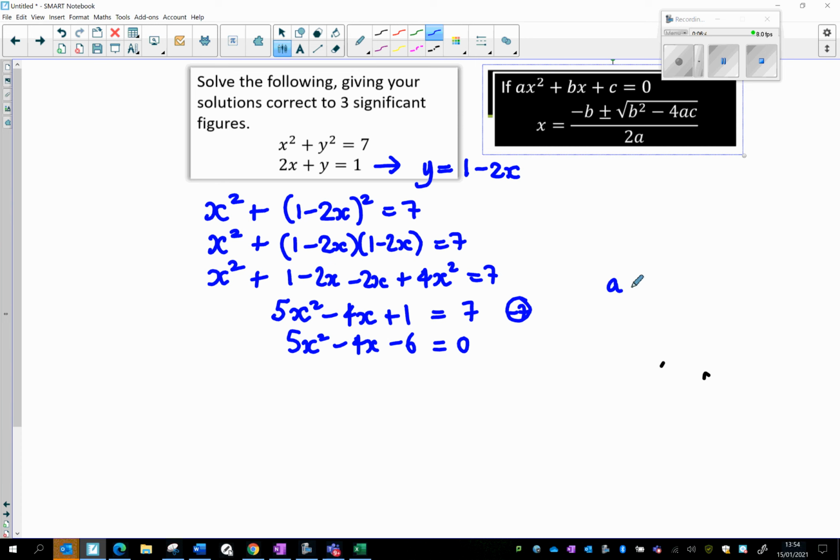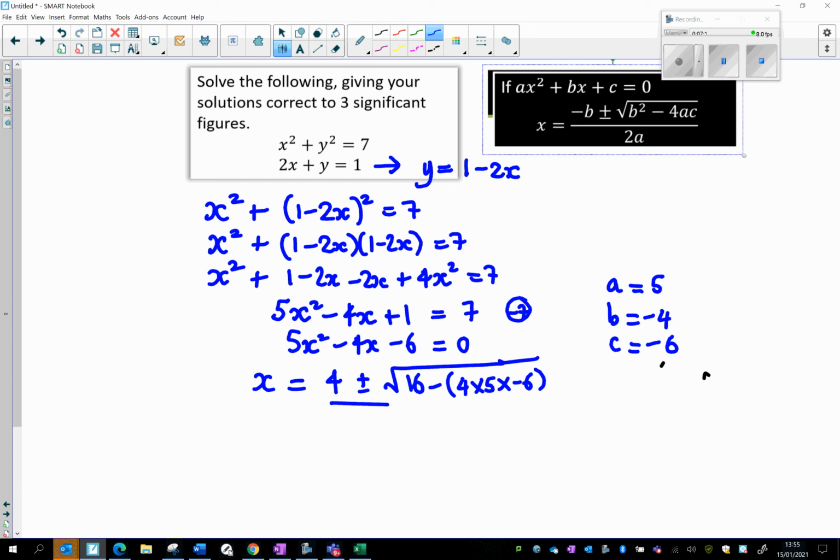So the quadratic formula, I need to know A, and I need to know B, and I need to know C. So in this case, A is 5, the x squared coefficient, or the number in front of x squared. B is minus 4, and C is minus 6. So substituting into the formula, x is equal to minus B, or that's 4, plus or minus the square root of B squared, well, that's 16, minus 4 times A, well, that's 5, times C, minus 6, and that is all divided, remember, by 2A, which is 10.